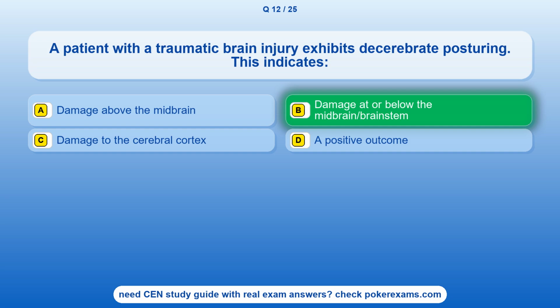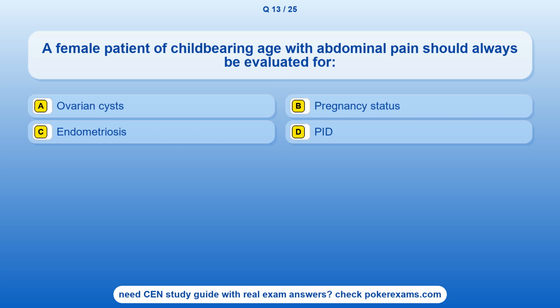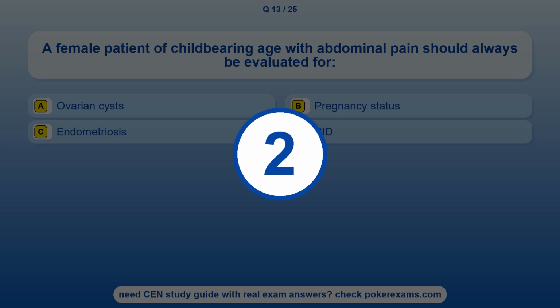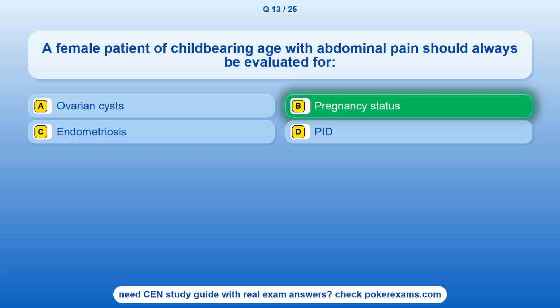The correct answer is option B, damage at or below the midbrain/brainstem. Question 13. A female patient of childbearing age with abdominal pain should always be evaluated for Option A, ovarian cysts. Option B, pregnancy status. Option C, endometriosis. Option D, PID. The correct answer is option B, pregnancy status.